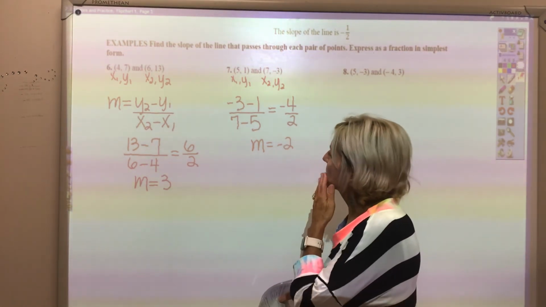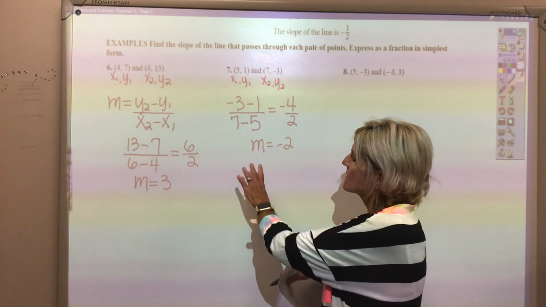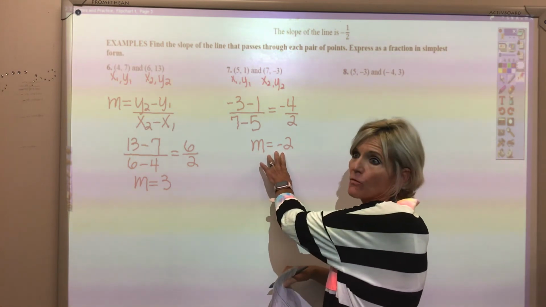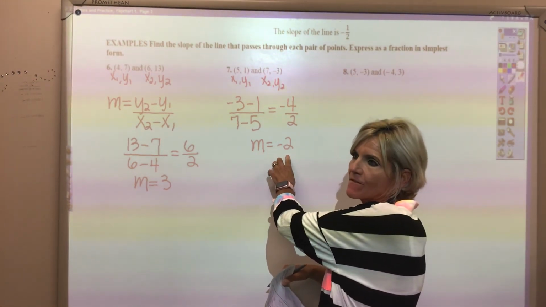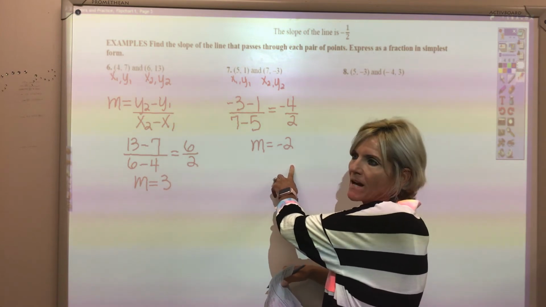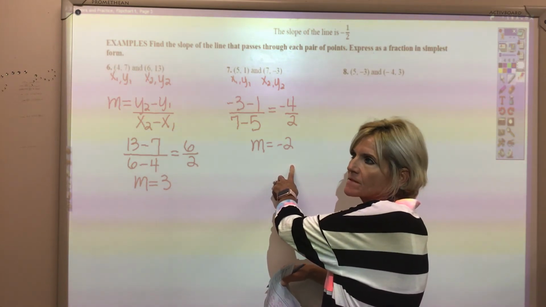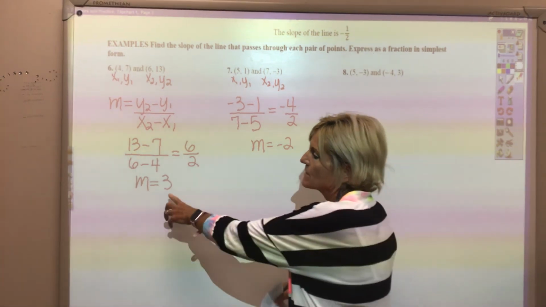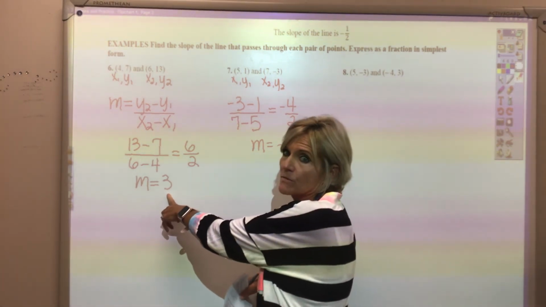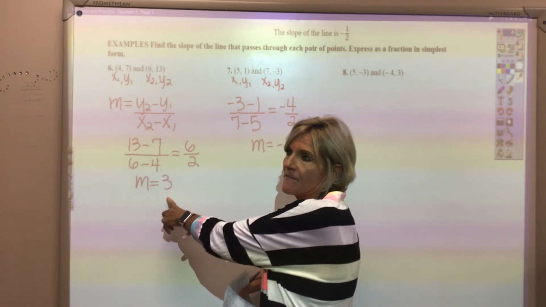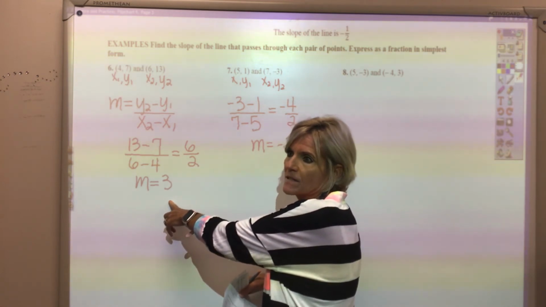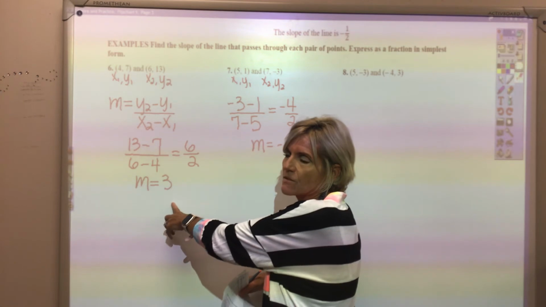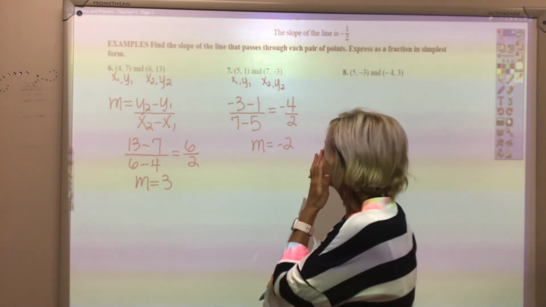Hopefully you'll recognize also that I could also say that m was negative 2 over 1. That helps when we graph if we keep the 1 underneath, but when you're writing the slope itself, you want to simplify as far down as you can. Same thing with m is 3. This could also be written as 3 over 1, and that does help when we graph, when we have the slope as a fraction.